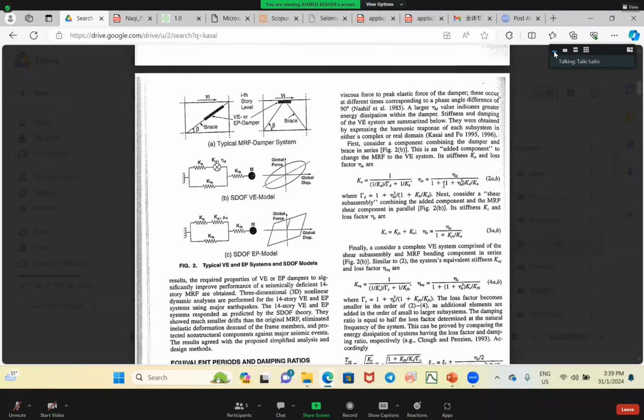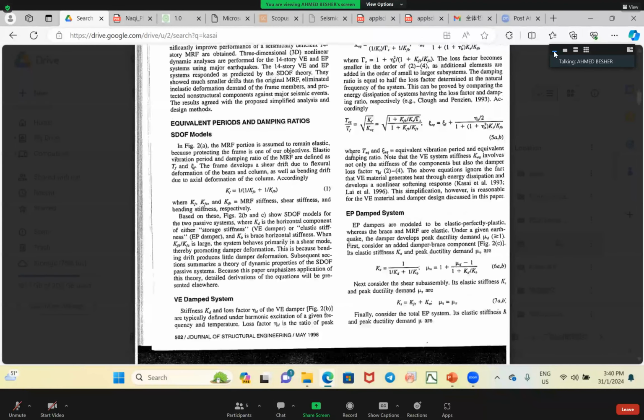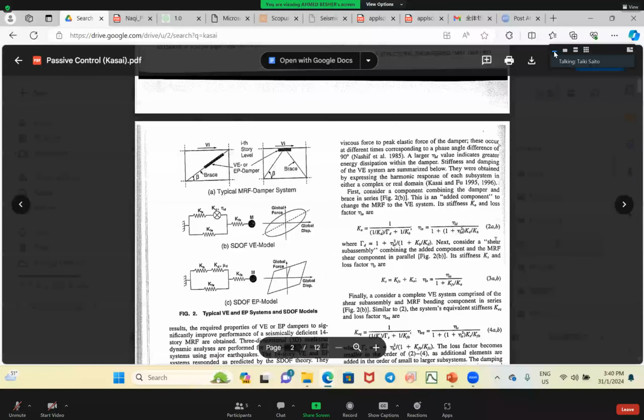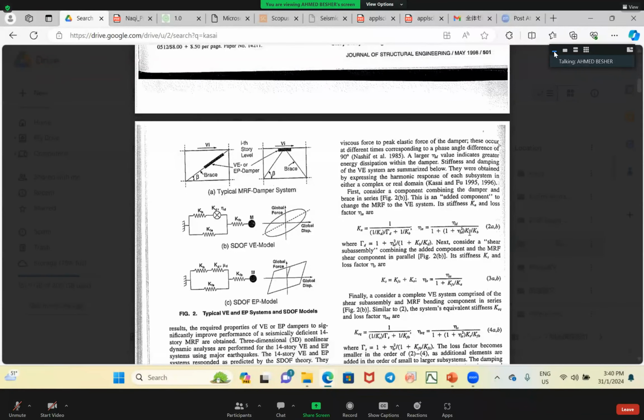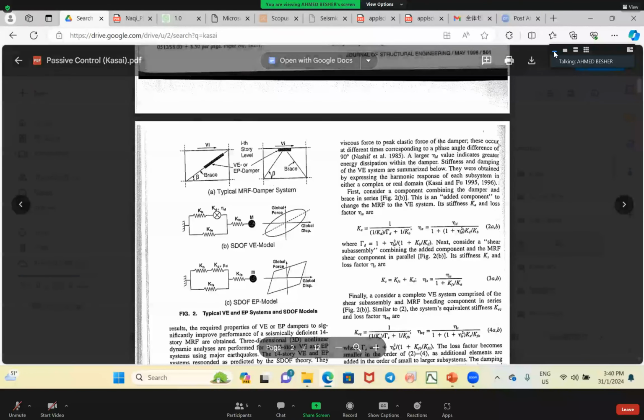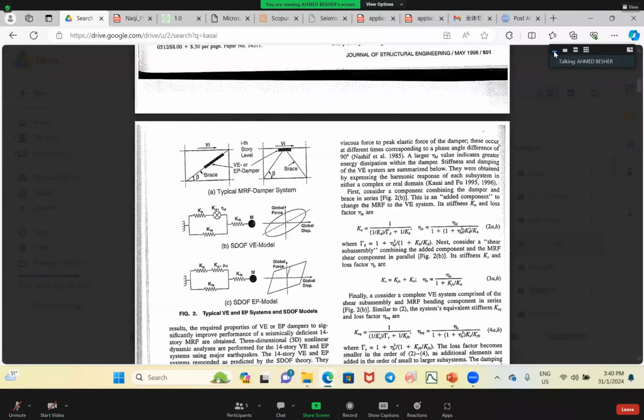2A, I mean, the first one is okay. And what is the second one? The second one is proposed by Kasai. He said that this is the energy dissipated by the system, I mean the damper and the pressing. But what is the theory behind? The theory behind this formula, he tried to combine the stiffness of the damper and the stiffness of the pressing with the ratio of the viscous force to the peak elastic force of the damper in this formula.